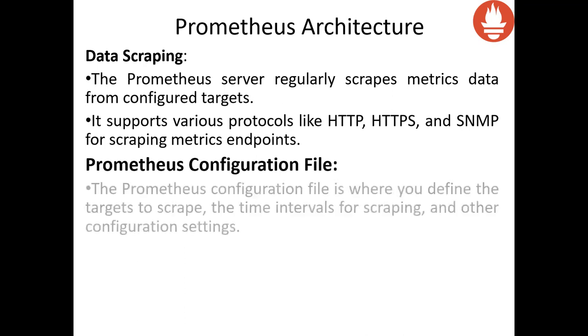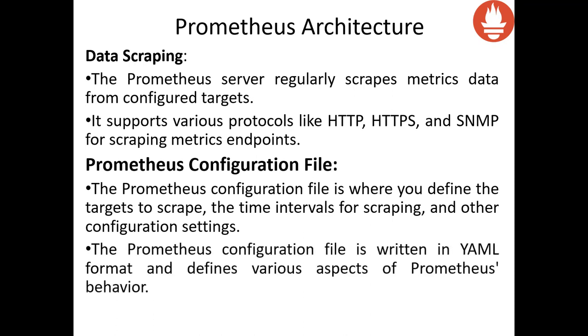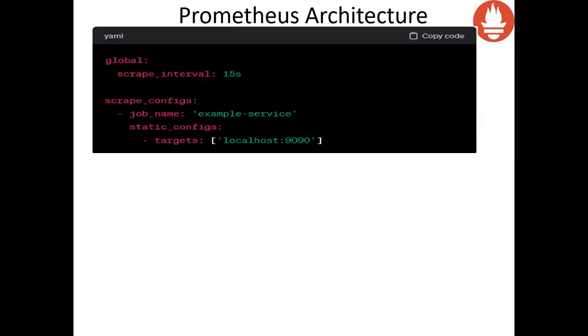Prometheus configuration file. The Prometheus configuration file is where you define the targets to scrape, the time intervals for scraping, and other configuration settings. The Prometheus configuration file is written in YAML format and defines various aspects of Prometheus behavior. Here, this is a basic example of a Prometheus configuration file. In this, the scrape interval, scrape configuration, job name, static configuration, targets, everything we will see in detail.